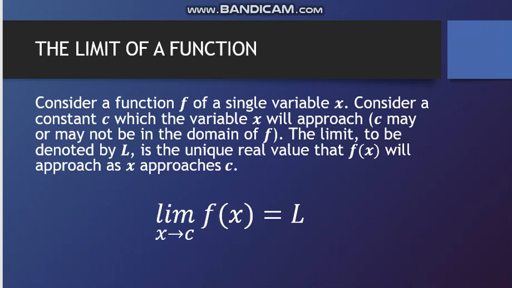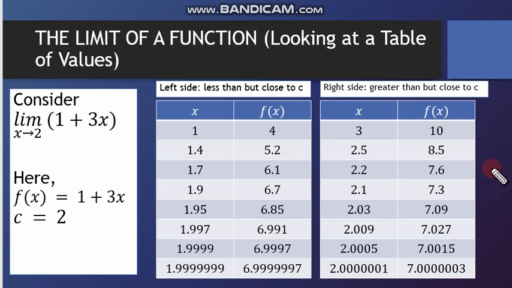Okay, so let's start with the first example. Consider the limit of 1 plus 3x as x approaches 2. So the f of x here is 1 plus 3x, our function, while c is equal to 2.